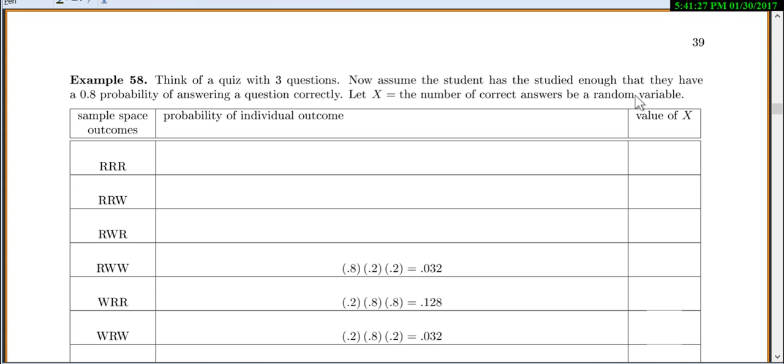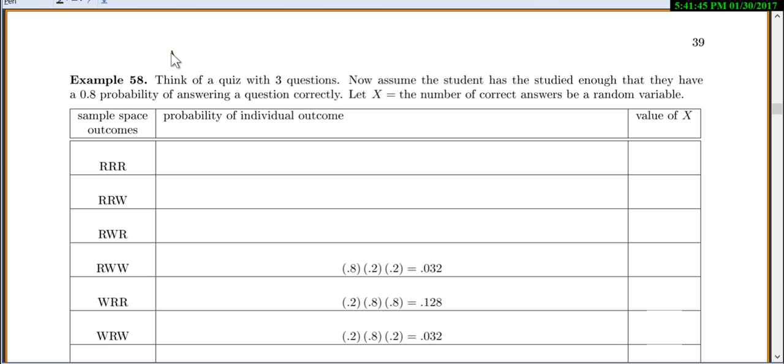So let's try another example. Let's now say we have a quiz with 3 questions, and let's assume that the student has studied enough that they actually have a 0.8 probability of answering each question correctly. And let's let x be the number of correct answers, and x is a random variable.